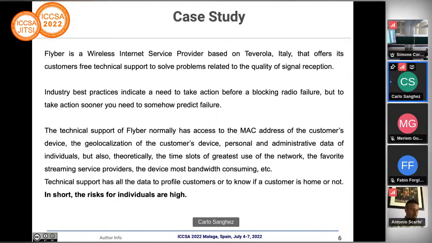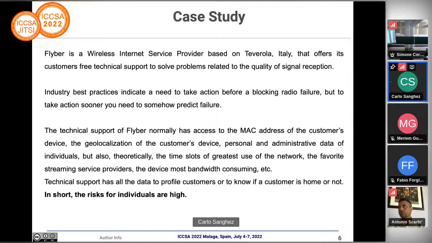The staff of Flyber normally has access to a lot of personal information, I mean the MAC address of the customer's device, the geolocation of the customer's device, and more. The staff can know if a customer is at home or not. They have a lot of information about the most used streaming service, Netflix or Amazon Prime Video, and they know when the daily peak is, etc. In a few words, the risks for individuals are high.